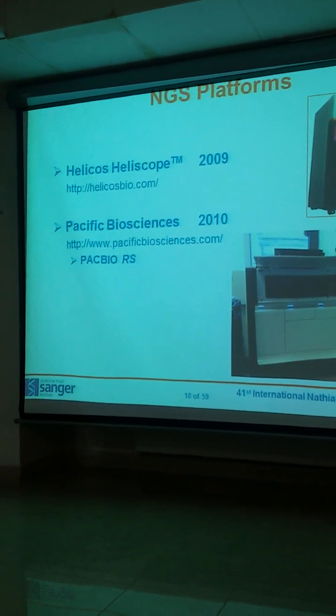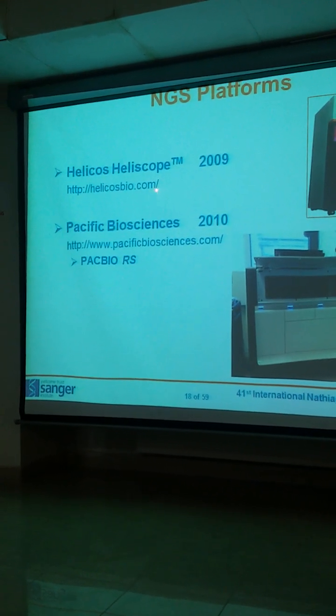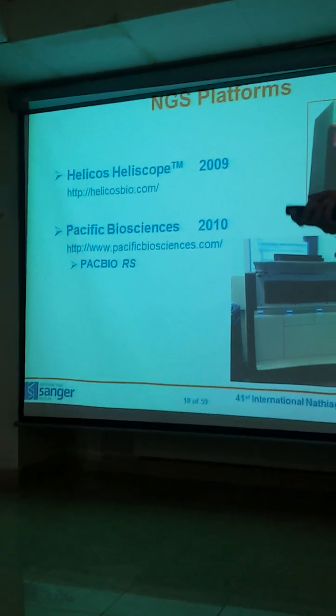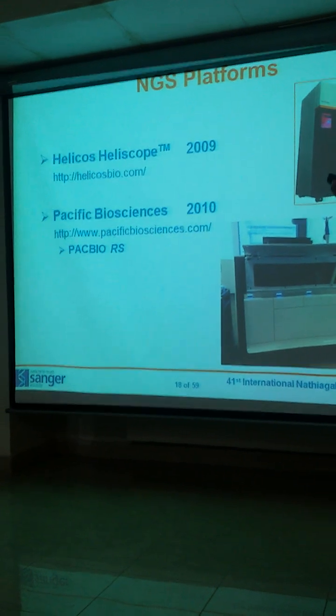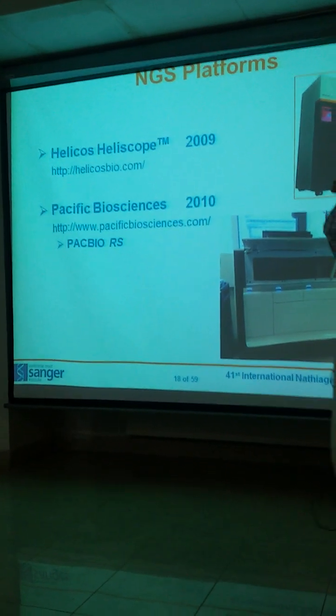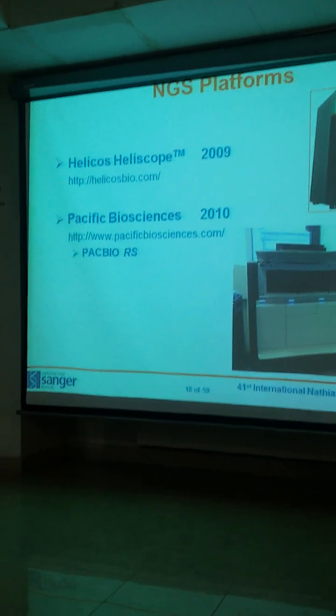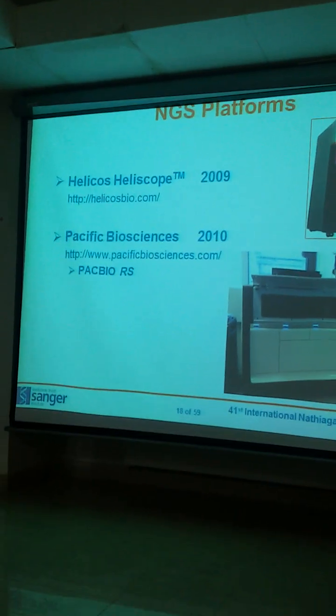For historical purposes, there was this instrument which was based on single read sequencing, the Helicos, which was basically discontinued because its error rate was more than 10% and nobody really relied on any of the sequences coming out of it.